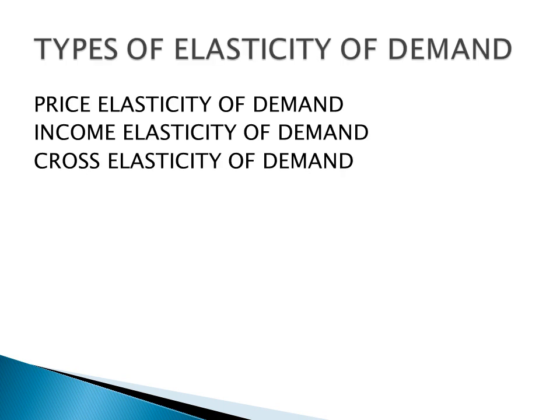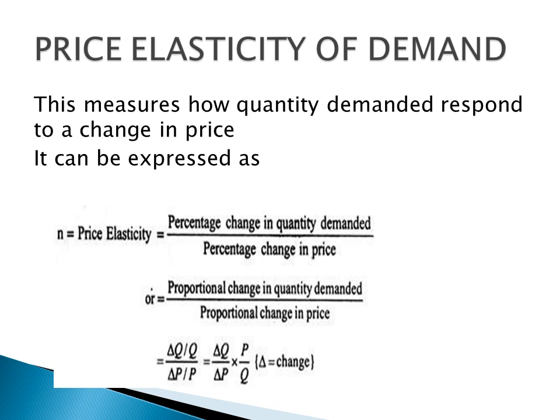Now we have the types of elasticity of demand: price elasticity of demand, income elasticity of demand, and cross elasticity of demand. We are going to pick this one after the other, and then we are going to explain briefly. Price elasticity of demand. This measures the degree of responsiveness of change in quantity demanded to change in price. And it can be expressed as percentage change in quantity demanded over percentage change in price.